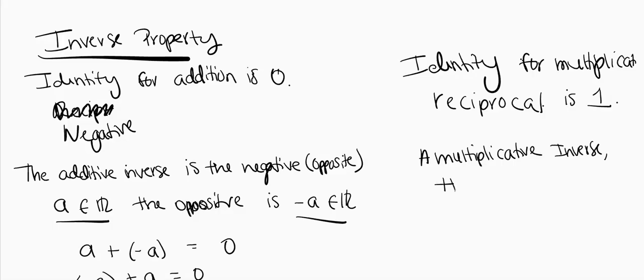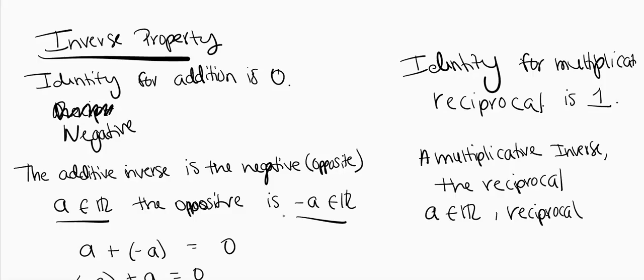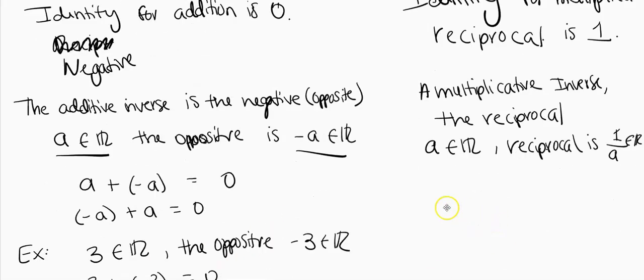So this is known as the reciprocal. So reciprocal for multiplication and negative for addition. So say we have a, which is a real number. The reciprocal is 1 over a, which is also a real number. So in other words, the property goes a times 1 over a is the same thing as 1 over a times a, which is just 1.